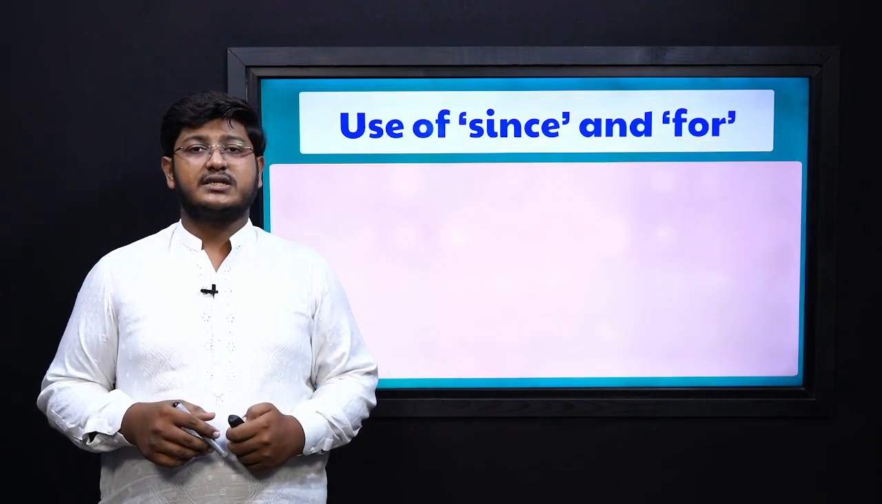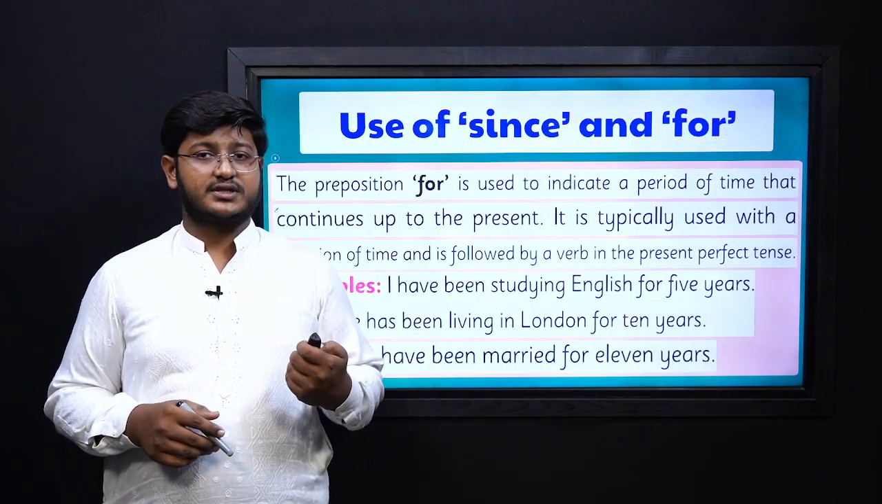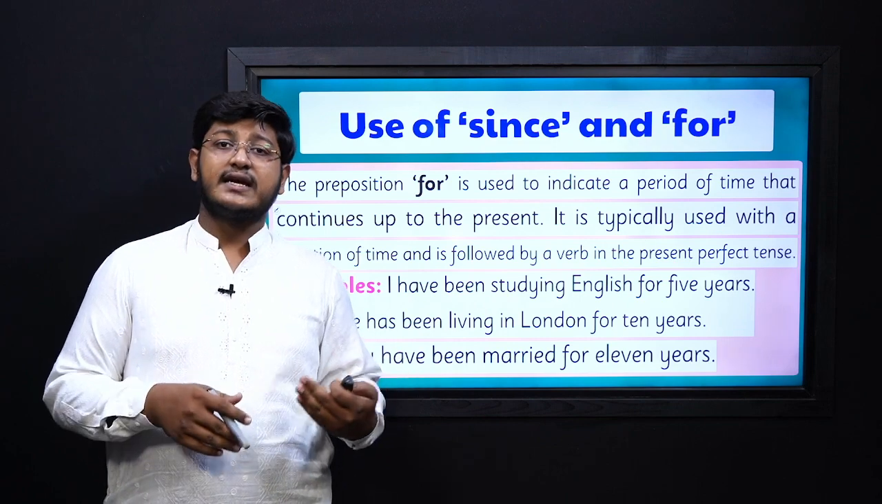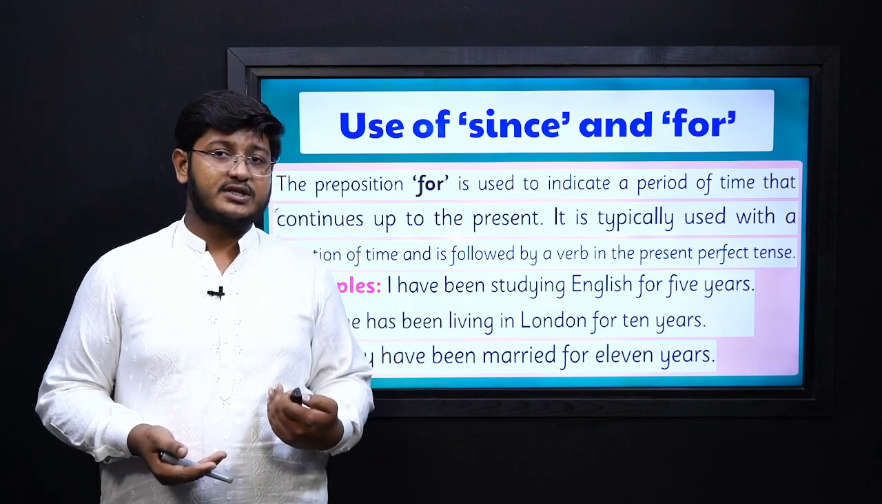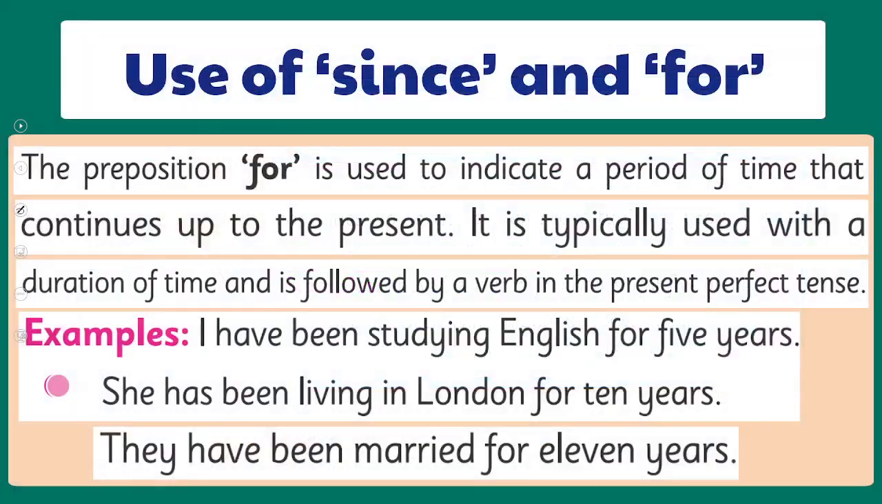So let's go to the second thing. Now we have to discuss how for is used, in which context for is used, and what for indicates. So let's go further. The preposition for, this slide is mainly concerned with for. So for is used to indicate a period of time.